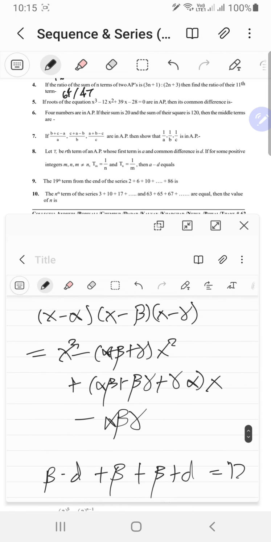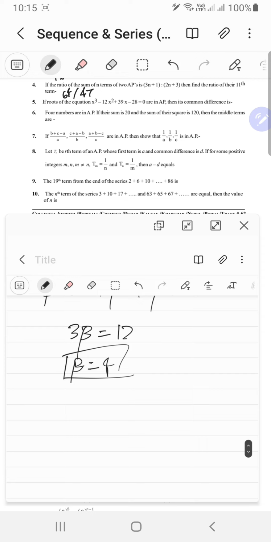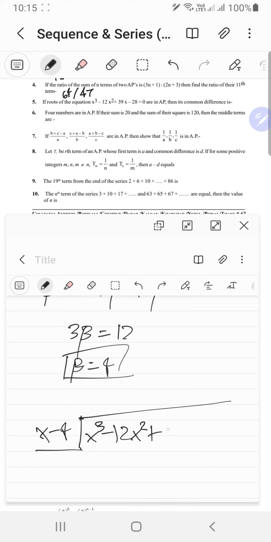Right, so now you know at least one of these. Yes. And their common difference is... okay, so instead of that you just need to find all of the values, I think. Right, so you need to find alpha, beta, gamma. This is problematic. At least we know one of the roots now, so it will be easier, I think. Let's try to do this. x minus 4 divides x cube minus 12x squared plus 39x minus 28.